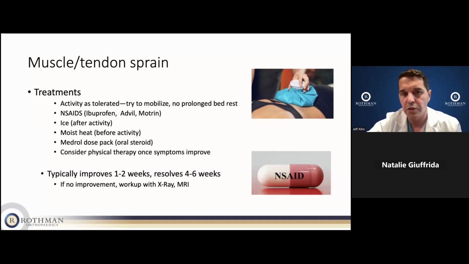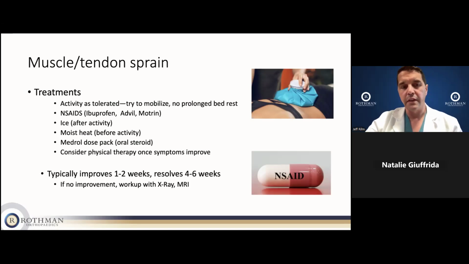But this generally is just treated with a little bit of rest, not prolonged bed rest, because it's been shown to be adverse to lay in bed for too long. So you do want to get up and move as tolerated. Take anti-inflammatory medications such as Advil or Motrin. You can apply ice to the area, typically after activity, or moist heat to the area, and that's typically applied before you try to do activity.